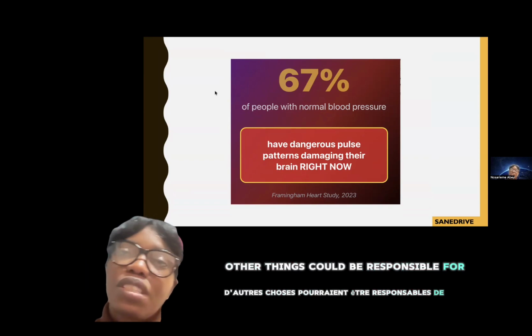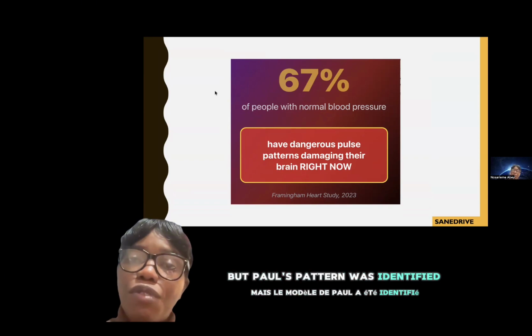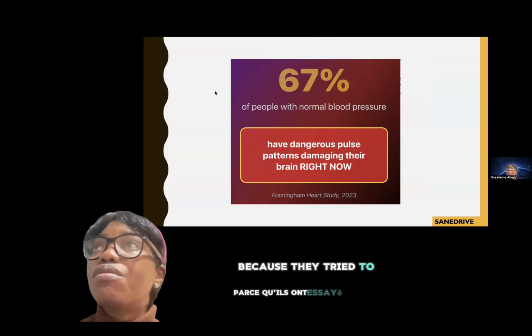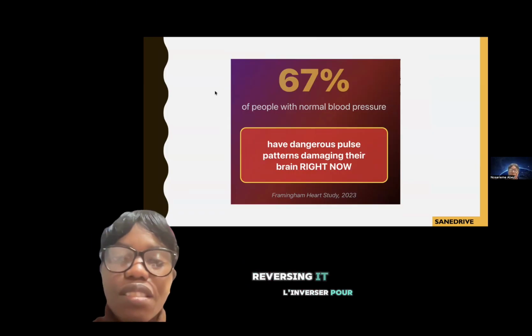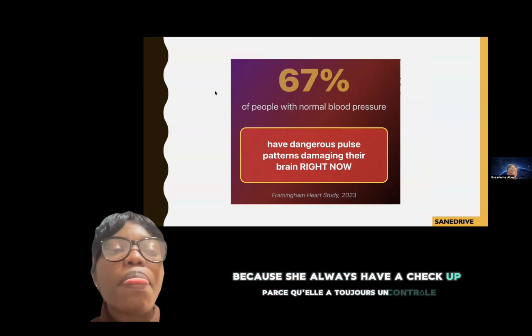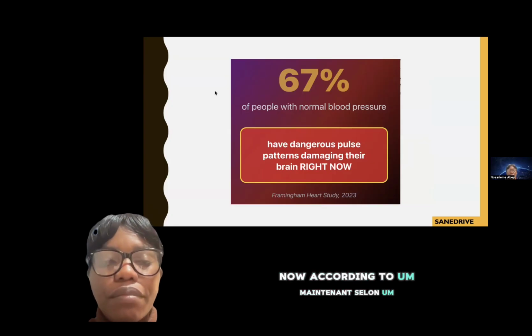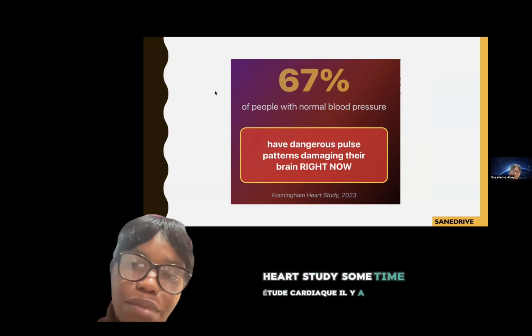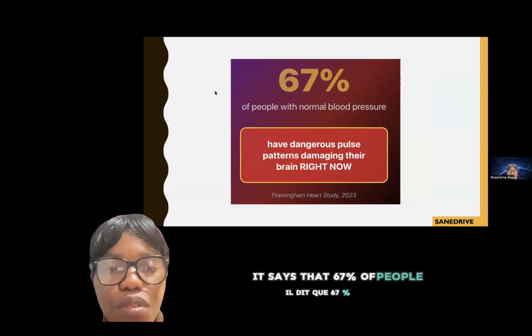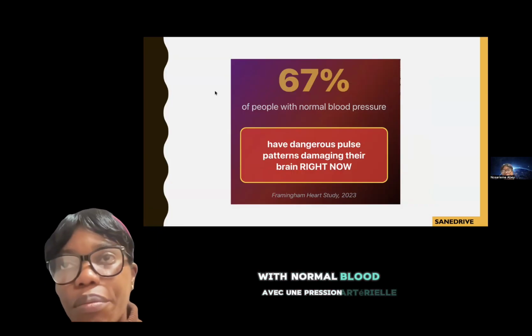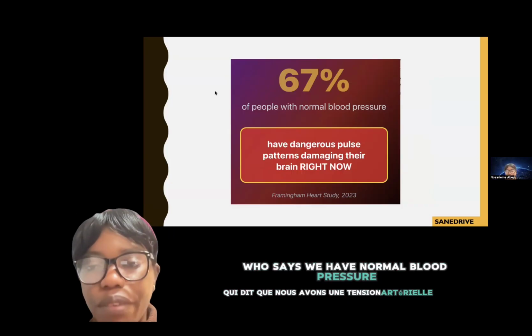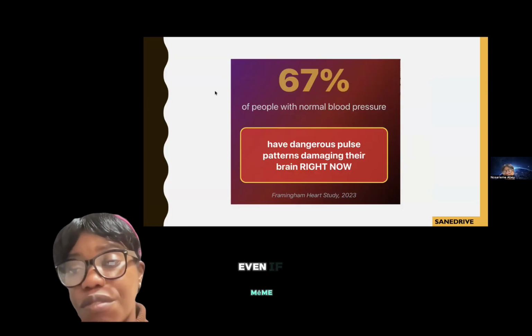Other things could be responsible for the dementia, but pulse pattern was identified for this woman because they tried to look at the history, reversing it, taking it back, because she always had a checkup. Now, according to the Framingham Heart Study some time ago, 67% of people with normal blood pressure may have some dangerous pulse pattern, even if you're checking the blood pressure.